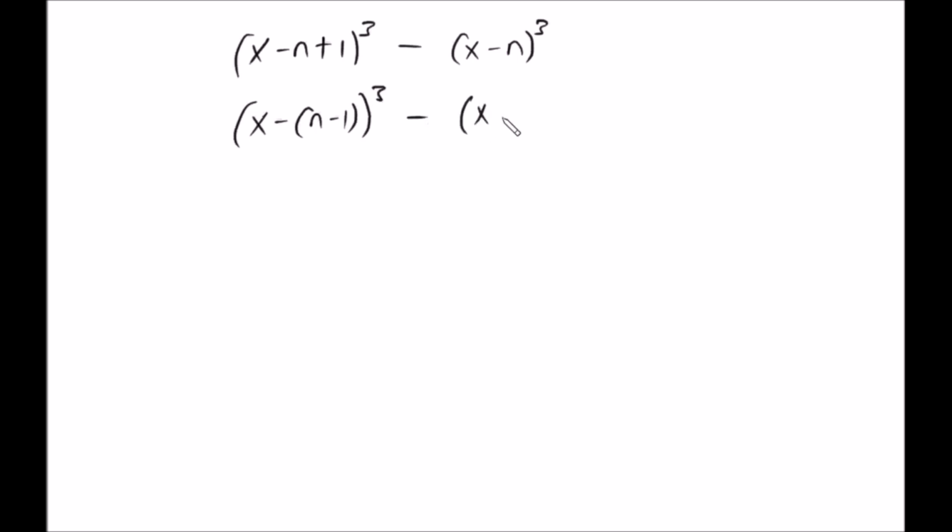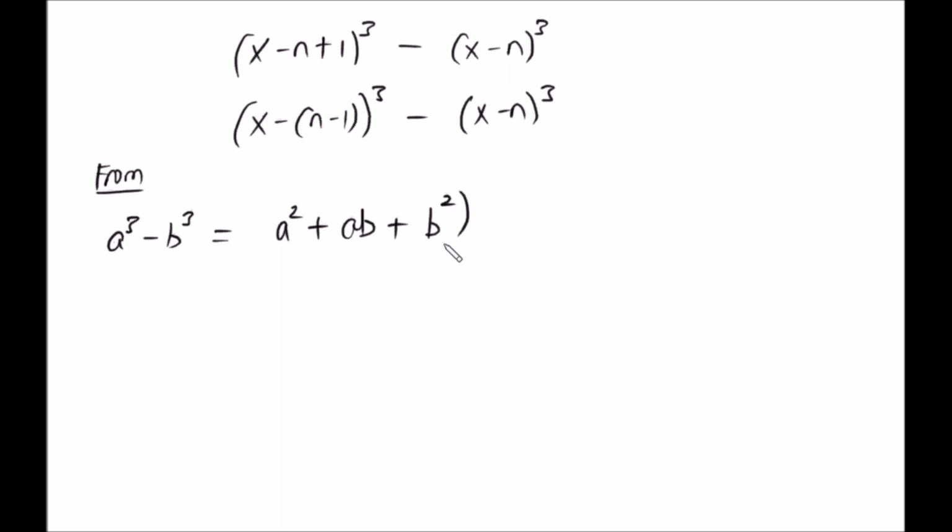In our left-hand side we have (x minus n plus 1) cubed minus (x minus n) cubed. I can write this like this: (x minus (n minus 1)) cubed minus (x minus n) cubed. Now from a cubed minus b cubed, which is equal to what? It is equal to (a squared plus ab plus b squared) times (a minus b). If you expand, it will come like this.